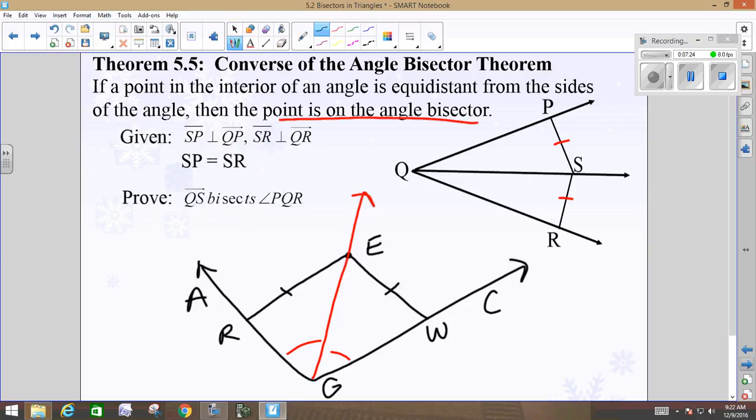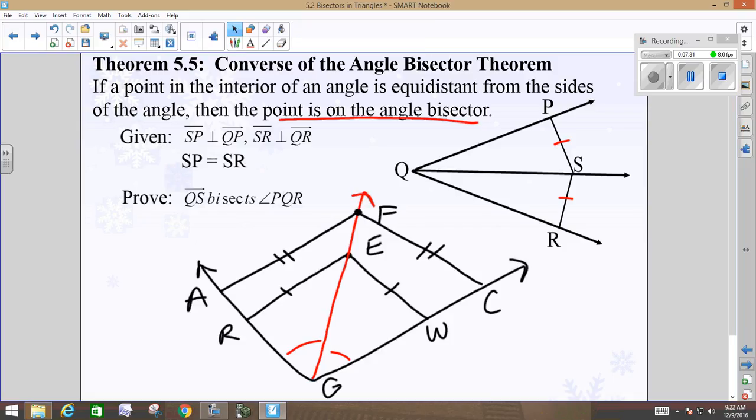If I had a different point, I don't know, F, and I knew that the distance from F to A was the same as F to C, then F must be on the angle bisector because it's right in the middle if it's the same distance on both sides. Okay? They're converses of each other, so they mean the same thing. It just depends on what you're given.